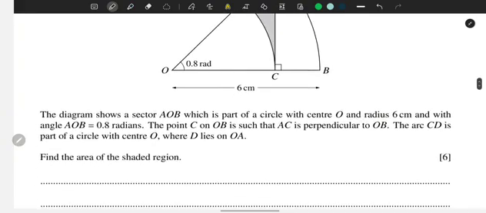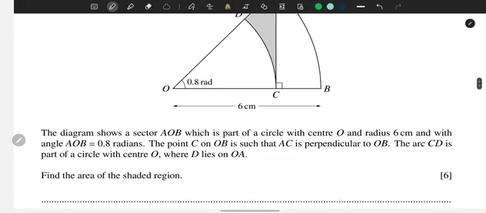The diagram shows the sector AOB, which is part of a circle with center O and radius 6 cm, with angle AOB equals 0.8 radians. The point C on OB is such that AC is perpendicular to OB. The arc CD is part of the circle with center O, where D lies on line OA. Find the area of the shaded region.